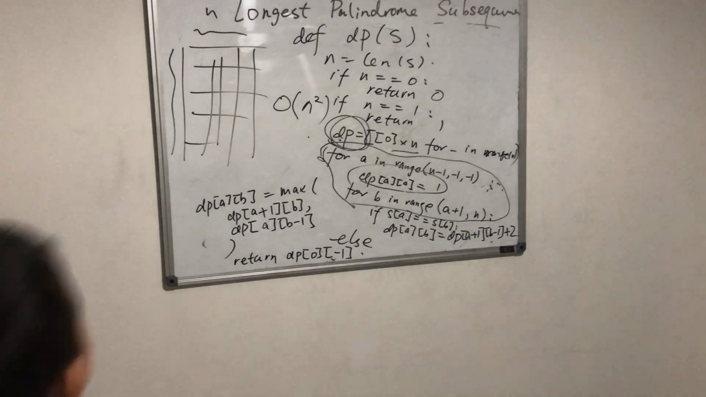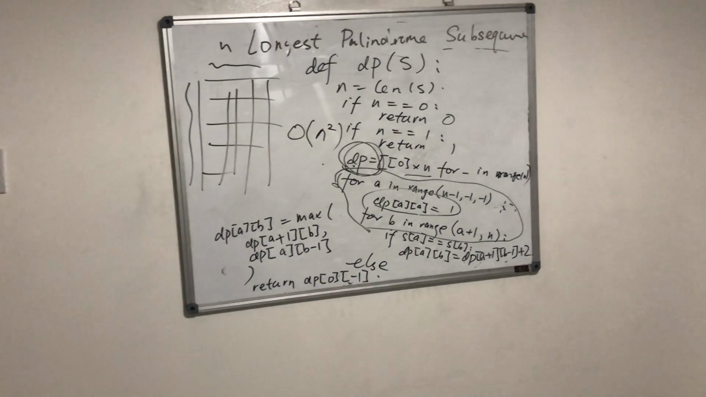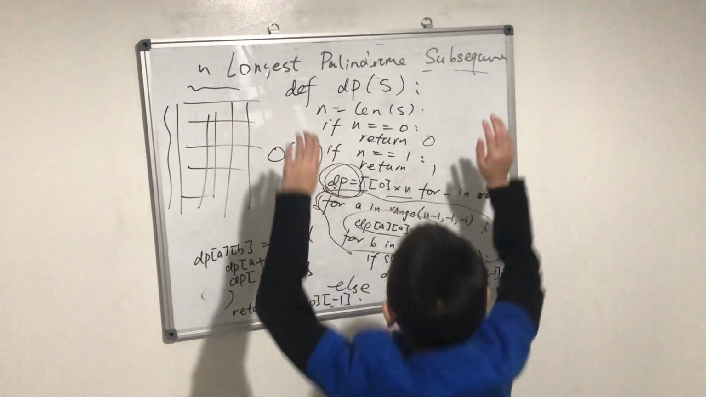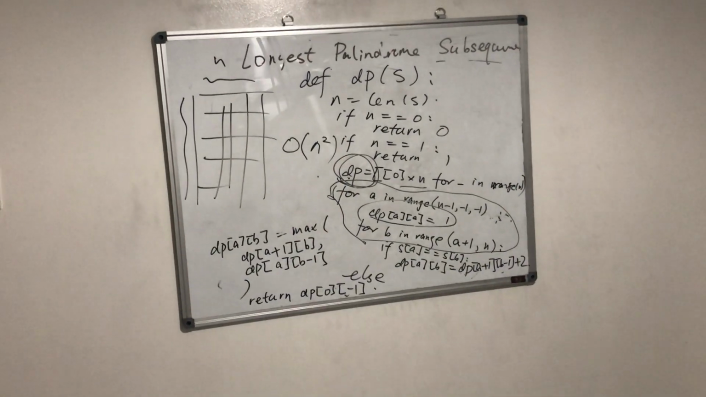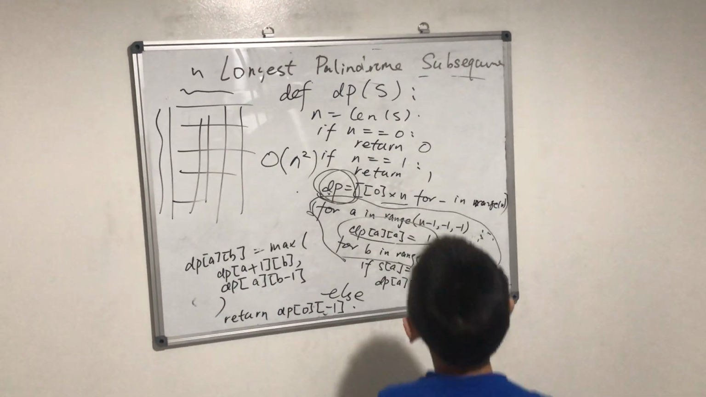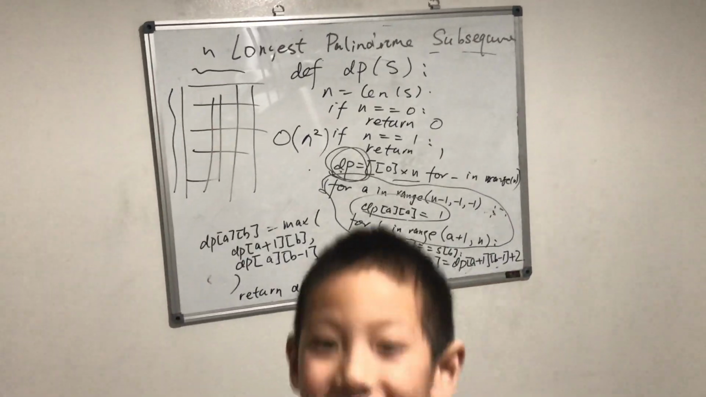We learned about longest palindrome subsequence. Which algorithm are we solving it with? Dynamic programming. And how many ways of dynamic programming? 2. And what are those? Top down and bottom up. Well done.